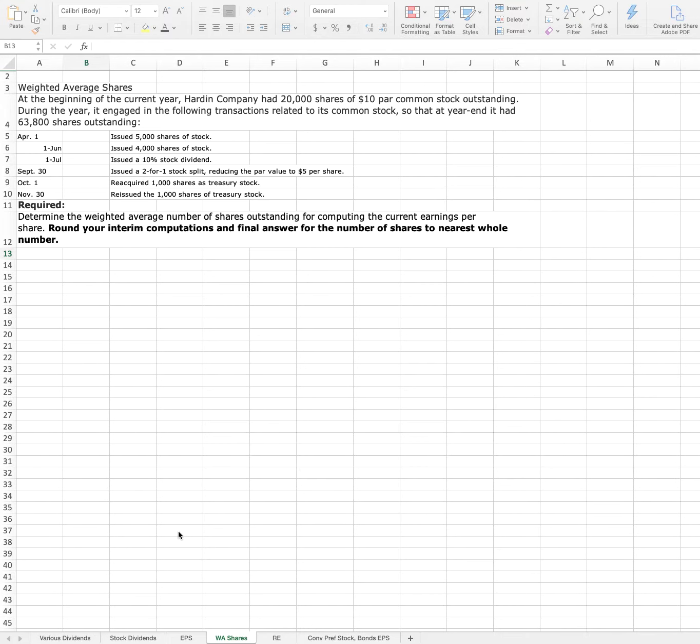And then determine the weighted average number of shares outstanding for computing the current earnings per share. Round your interim computations and final answer for the number of shares to the nearest whole number.